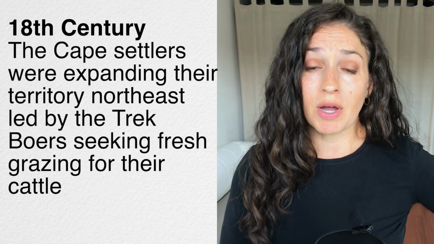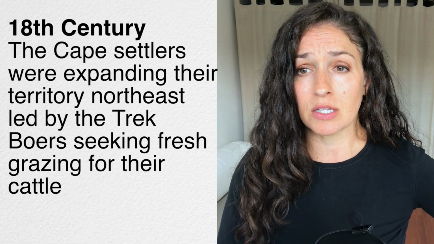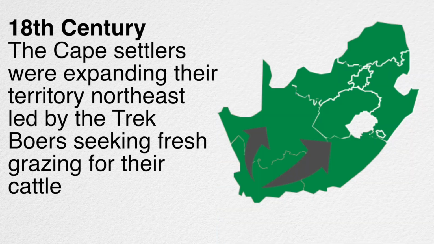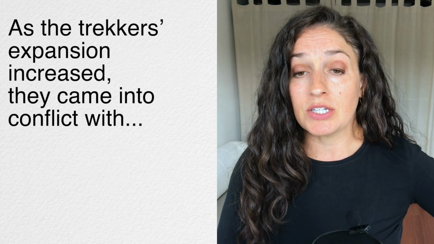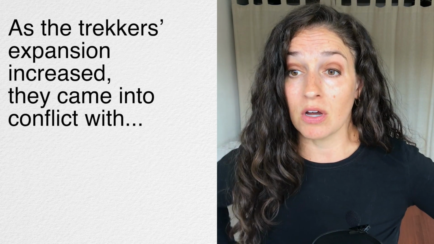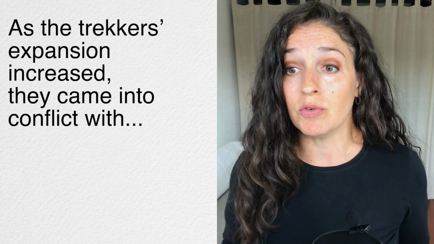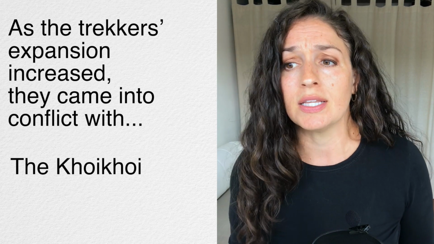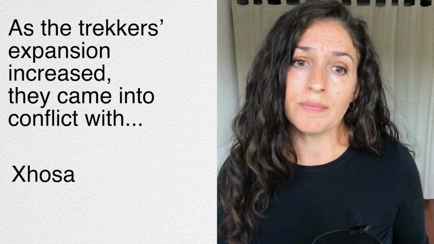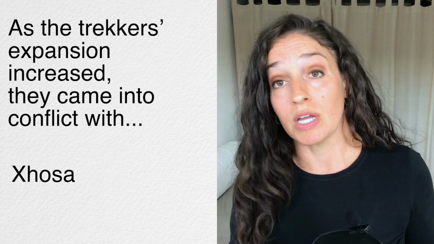If we look first at 1835 to 1840, this Great Trek of the Boers who left the Cape Colony: by the beginning of the 18th century, the Cape settlers were expanding their territory northeast, led by the Trek Boers, seeking fresh grazing land for their cattle. As the trekkers' expansion increased, they inevitably came into conflict with the people who were already living in the areas where they were moving to. This was first the Khoikhoi and later the Xhosa people whose lands they were encroaching on.